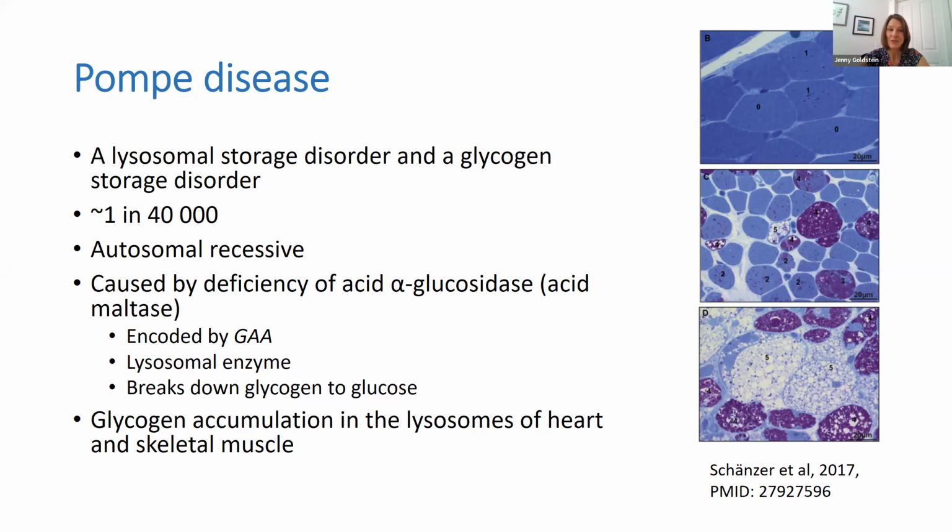As I mentioned, it is a lysosomal enzyme, and it breaks down glycogen to glucose. And without this enzyme activity, of course, you get glycogen accumulation in the lysosomes of the heart and skeletal muscle and other tissues as well.